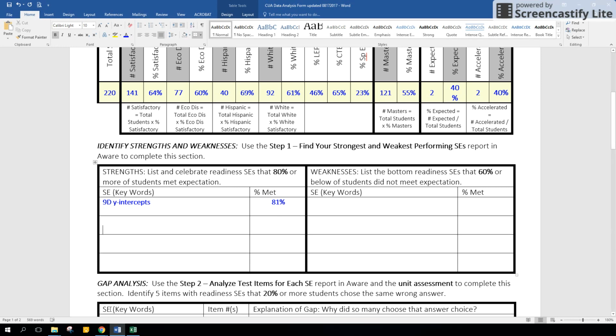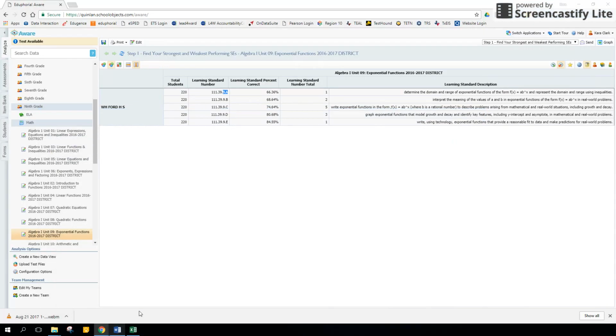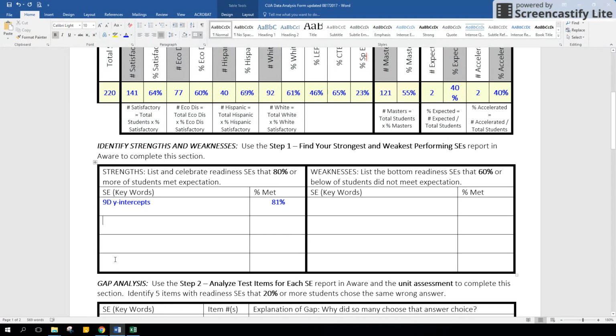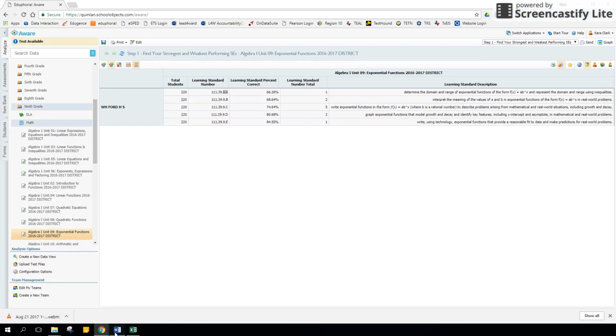All right, and the next one we did was 9E, and this one says writing using technology exponential. So exponential functions using a calculator. That was 9E. There is no right or wrong answer to your keywords. It's just whatever triggers that TEAC for you. The next thing we're going to be looking at, I forgot to record that, was 85%.